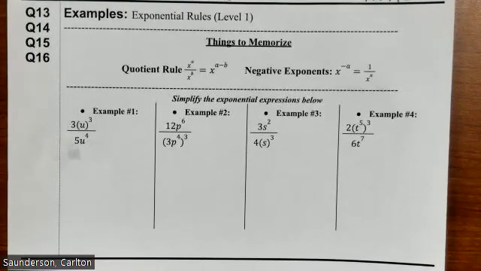All right, guys. So here's questions 13 to 16. Questions 13 to 16 deal with exponential rules. The rules that we're going to be using are the quotient rule and the negative exponent rule. So let's do the first example.